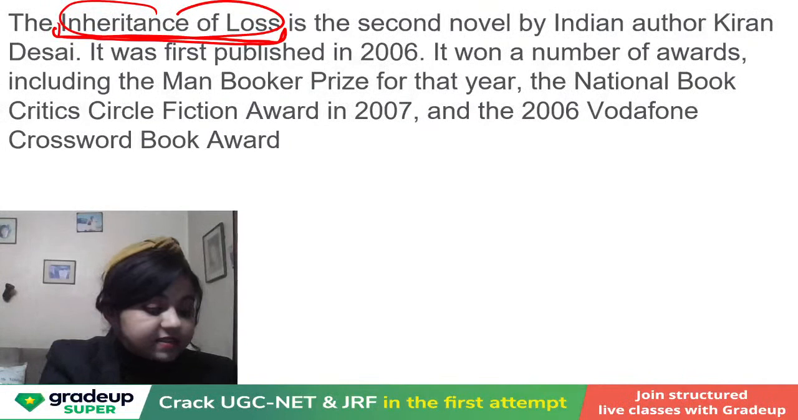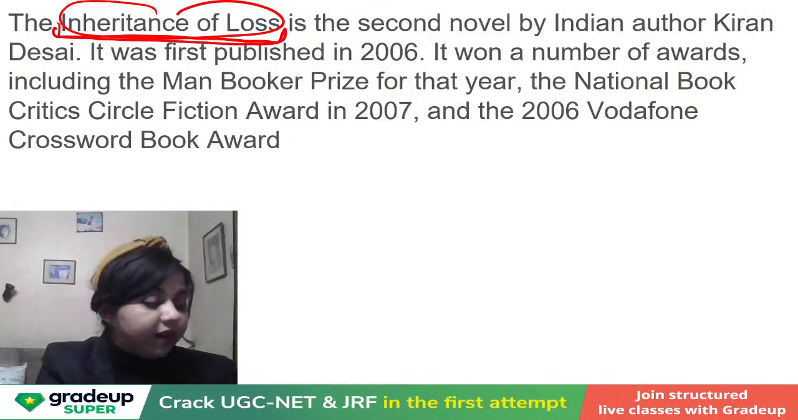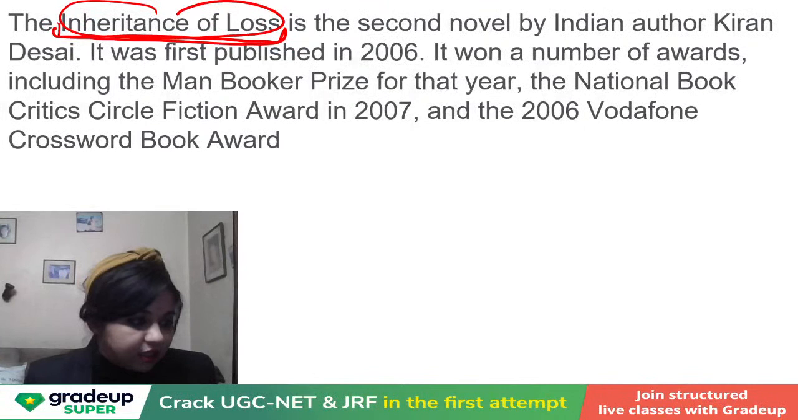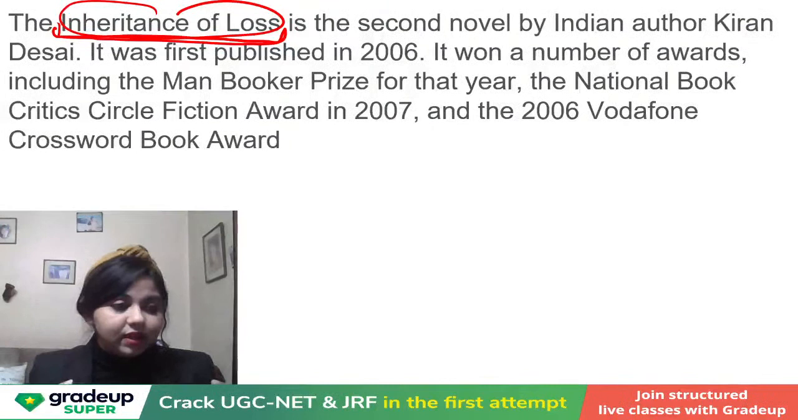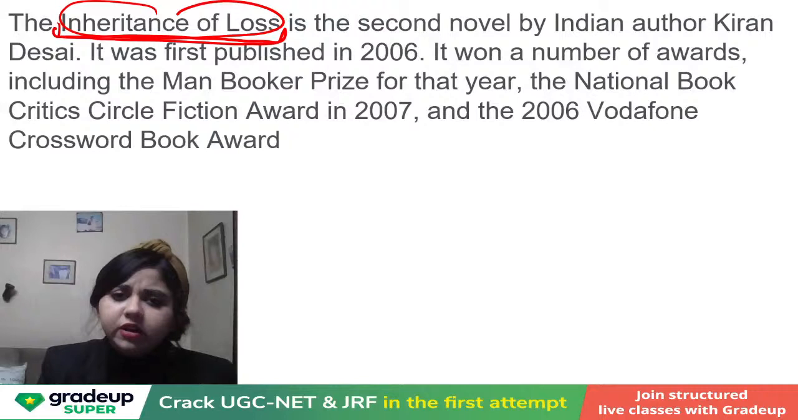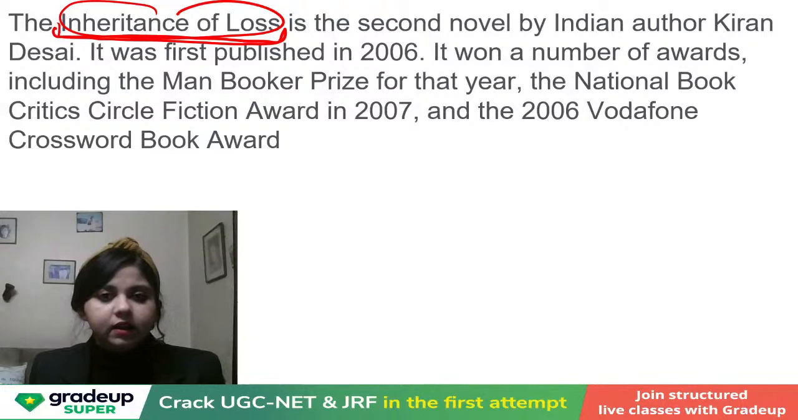There are certain important writings that you have to make sure you are revising and completing. Inheritance of Loss tells you about Biju, it tells you the story of Sai. The beauty of these writers is that they constantly fluctuate. Amitav Ghosh also, look at The Calcutta Chromosome, he's fluctuating between Bengal and abroad. So there is this constant flux.